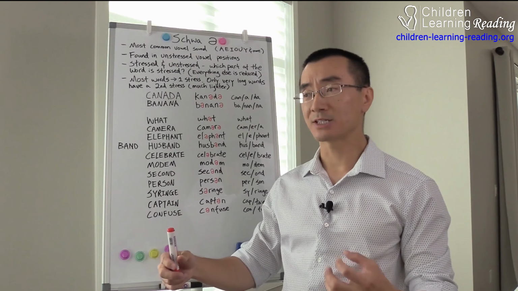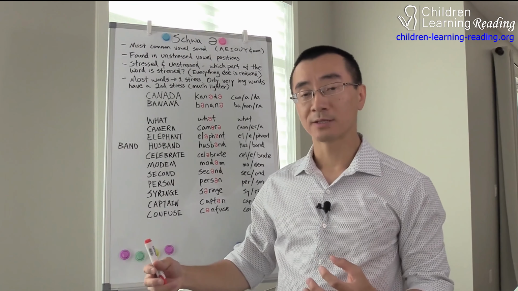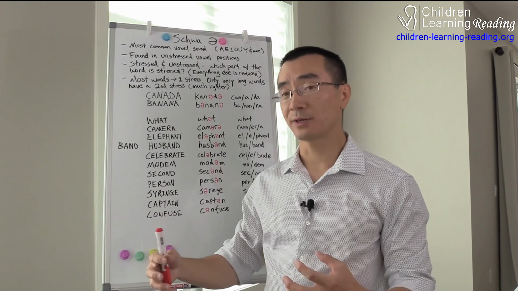A lot of times it might just make a very neutral sound, or it's completely skipped over. And you're wondering why is that? But once you learn about the schwa and how it works and how it functions in English, you can understand why certain vowels make the sounds that they do in a lot of words.